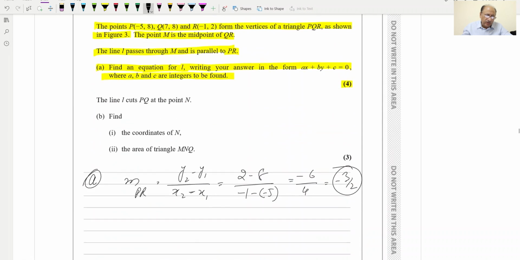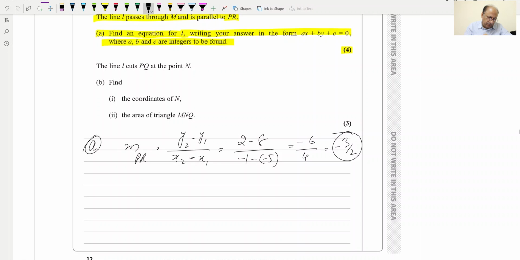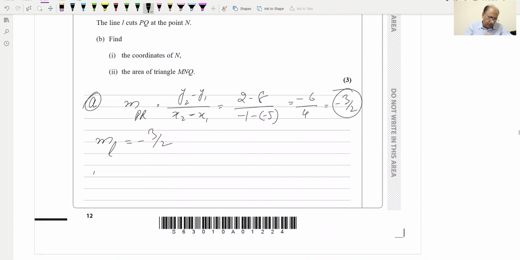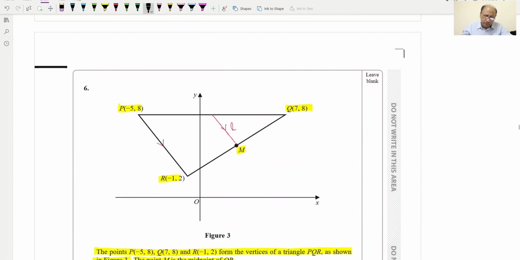So gradient of L will also be the same. So gradient of L will be equal to minus 3 by 2, and passing through M, so we can find the coordinates of M. M coordinates will be 7 minus 1 over 2 and 8 plus 2 over 2, and this will be 6 by 2 which is 3 and 10 by 2 which is 5. So 3 and 5 will be the coordinates of M.